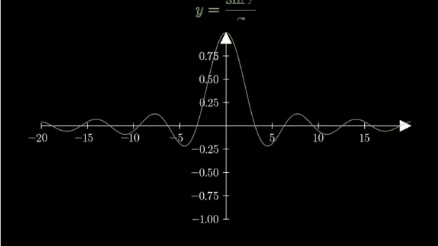Let's visualize this limit. Here's a graph of y equals sine x over x. As x gets larger and larger, you can see that the function gets closer and closer to 0.